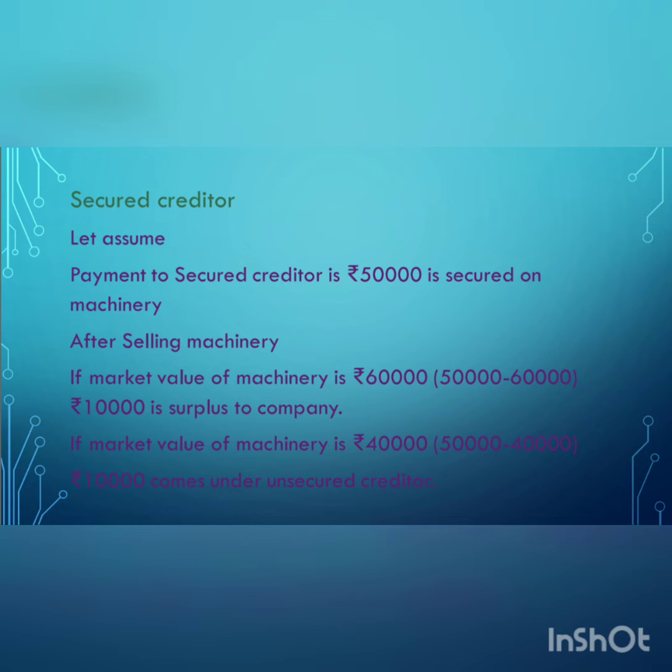If the market value of the machinery is rupees 40,000 and the payment to the creditor is rupees 50,000, we need to pay the excess rupees 10,000. It is transferred to the payment side under the head of unsecured creditor.